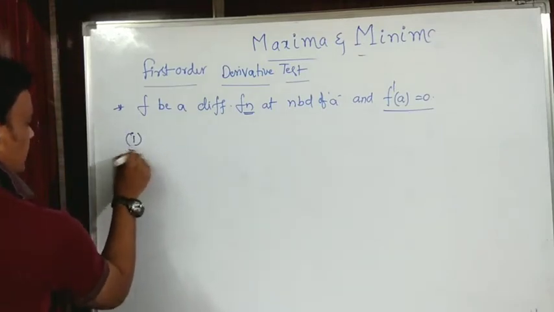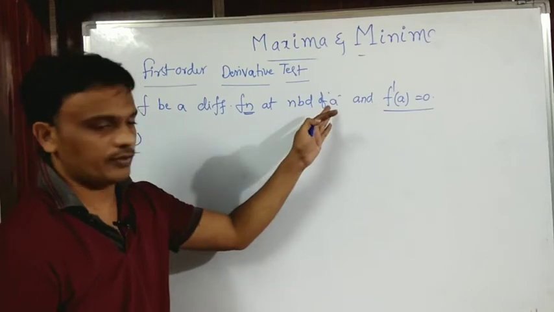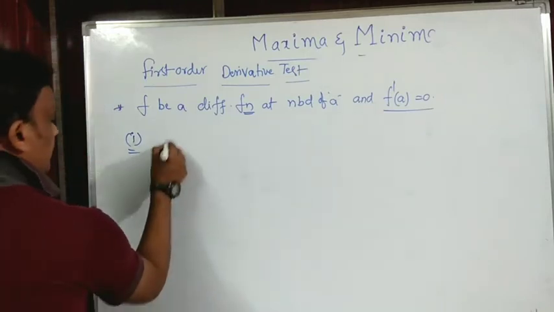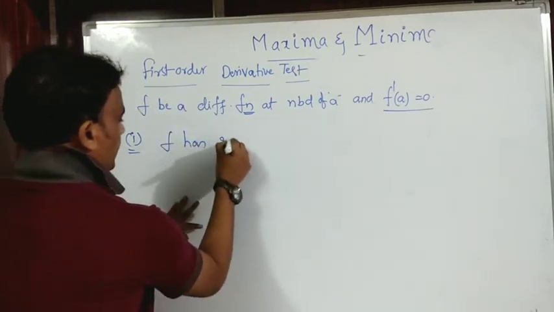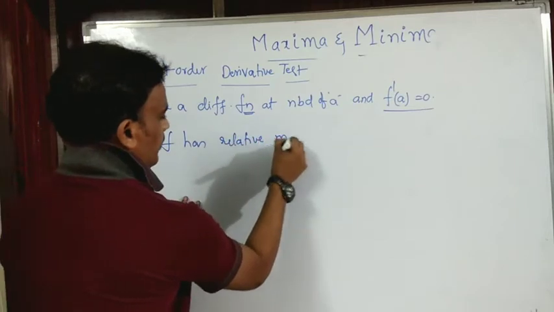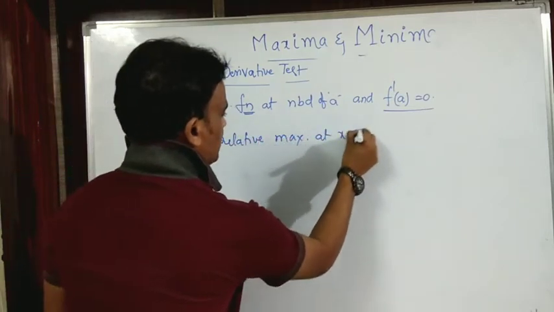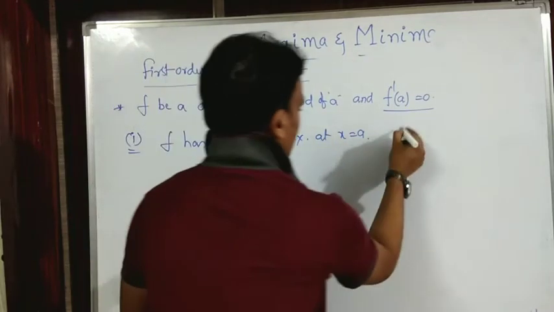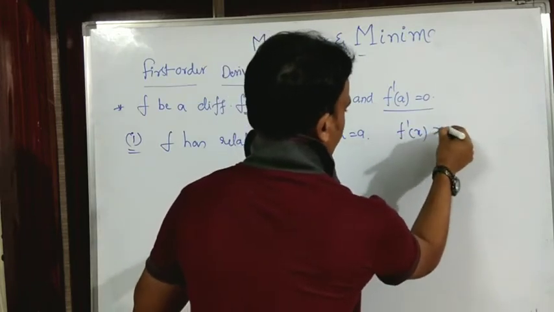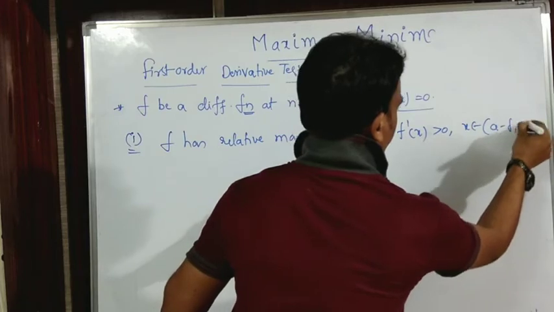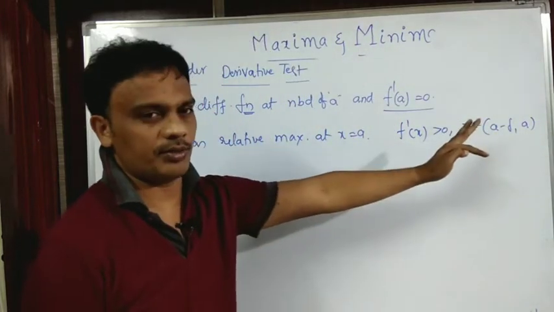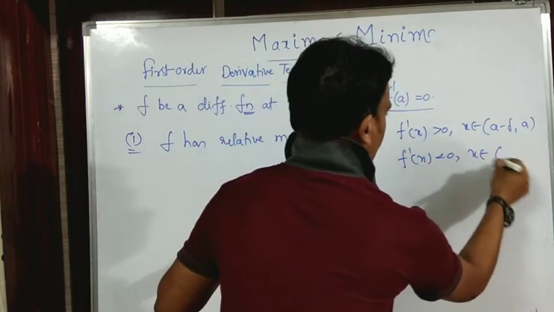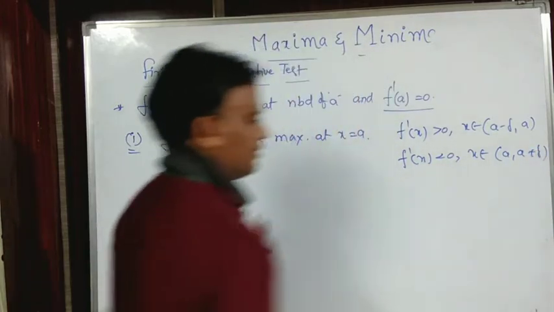So here I am going to define like this. f is any differentiable function at the neighborhood of a, and its derivative at that particular point is equal to 0. Then f has a relative maximum at x equals a. f has the maximum value at x equals a when f'(x) is greater than 0 when x belongs to (a - delta, a), where delta is a very small number in that particular interval, and f'(x) is less than 0 when x belongs to (a, a + delta).